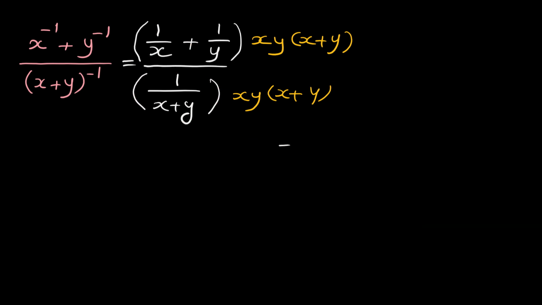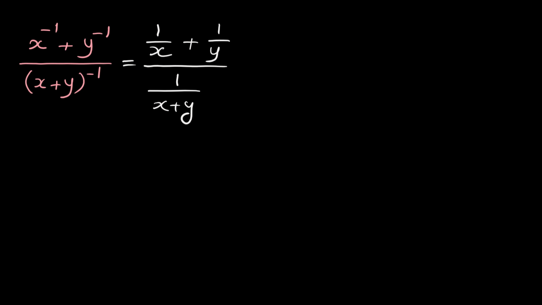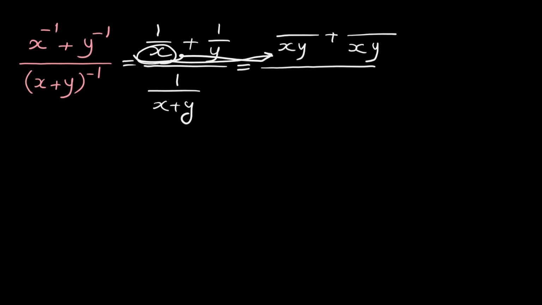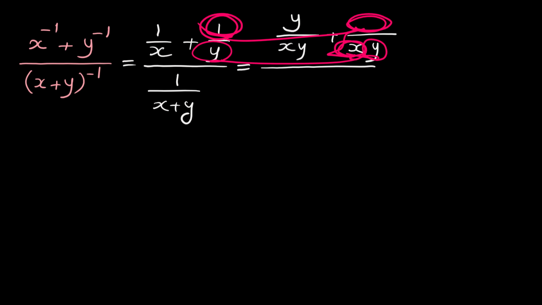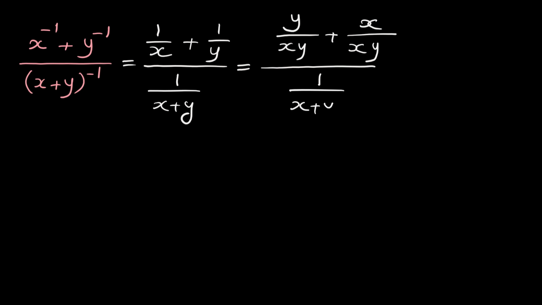So we want to use the other method, which we know we can use for simplifying compound fractions. What is the common denominator between the terms in the numerator? The common denominator between 1 over x and 1 over y is xy. From here to here, we multiply this denominator by y, so we have to multiply the numerator also by y. So we have y in the numerator. For the other fraction, we have y already here. We multiply by x, so we have to multiply the numerator by x as well. So we have plus x here. And in the denominator, we leave it as 1 over x plus y.